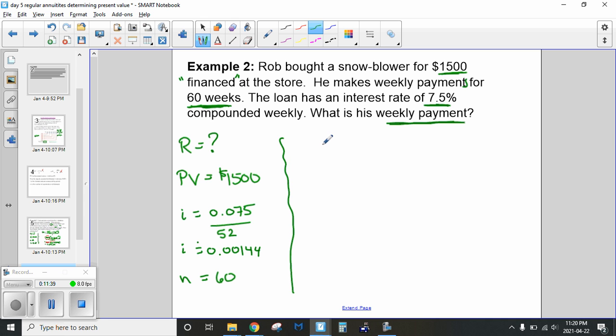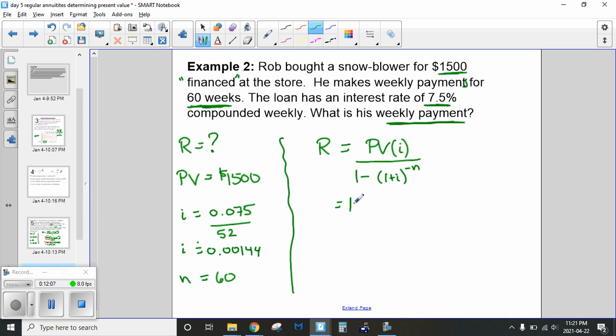So this time we're looking for the weekly payment, or the regular payment. So we're using the other formula, the one from the right-hand side of your handout or the slides. Present value multiplied by the interest rate. If you want brackets or something to remind you you're multiplying, you can do that. 1 minus (1 plus i) to the exponent negative n.